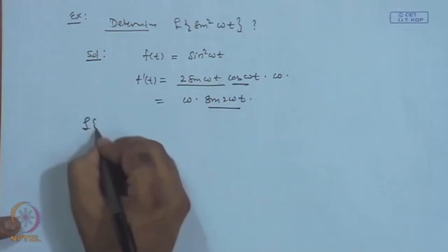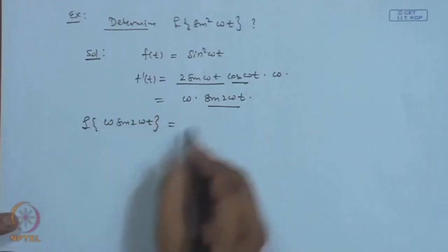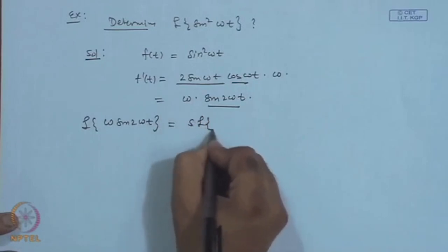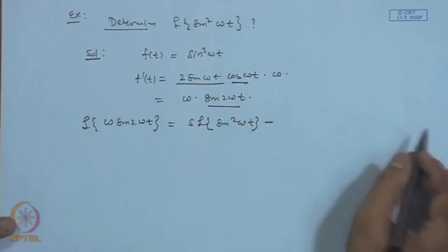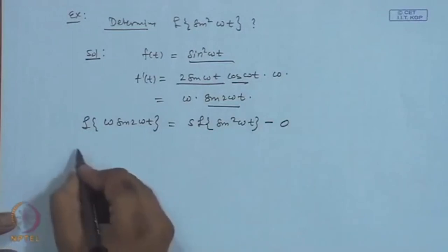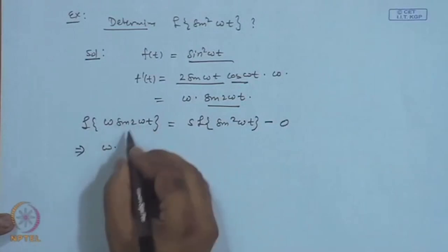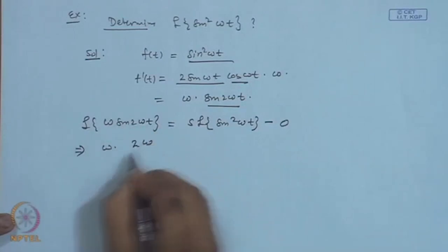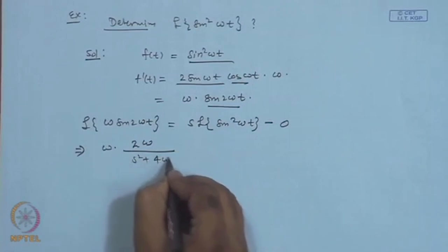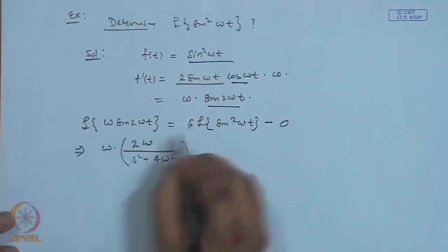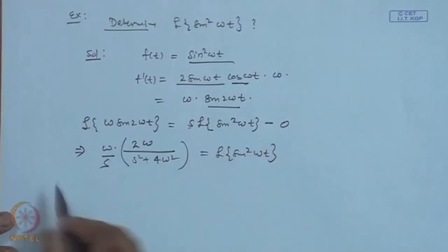The Laplace transform of omega sine 2 omega t, which is the derivative, we know, and we apply the derivative theorem: the Laplace of the function sine squared omega t, minus the function value at 0, which is 0. Omega is a constant, and the Laplace transform of sine 2 omega t is 2 omega over s squared plus 4 omega squared. With the one s there, 1 over s, this gives the Laplace transform of sine squared omega t.